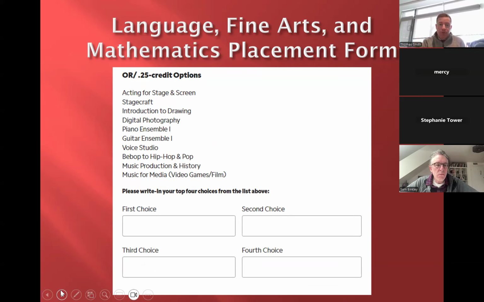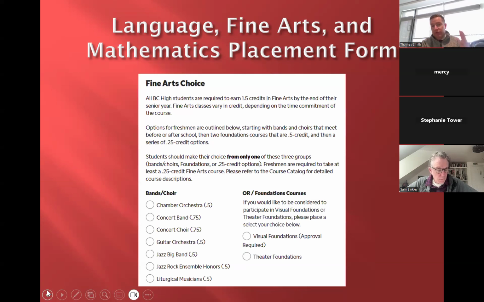All right. So that's what the placement form will look like. Again, he shouldn't really be doing a band, a foundations course, and a quarter credit class. That's not going to work. Okay.